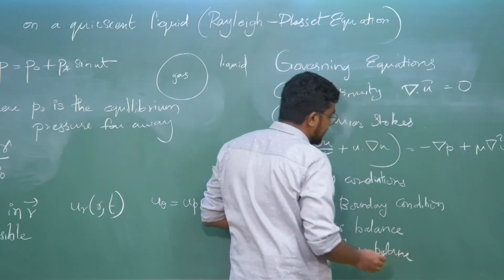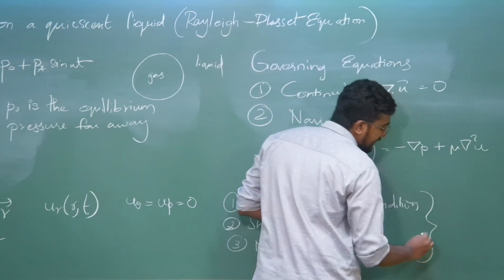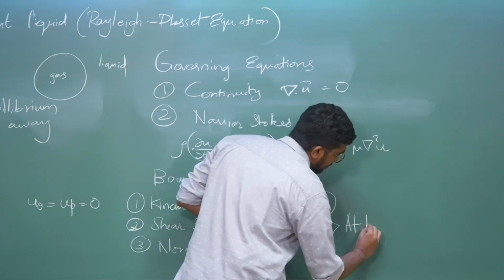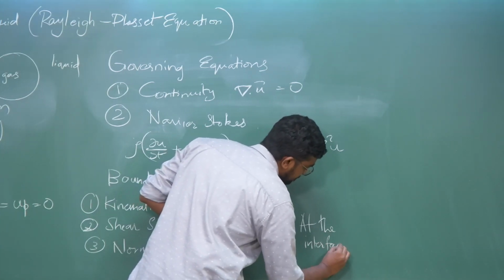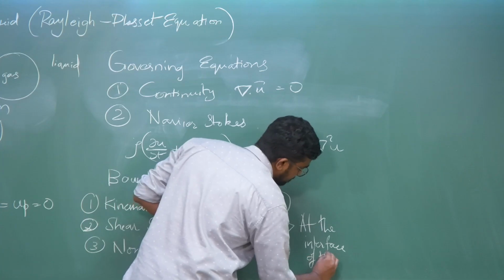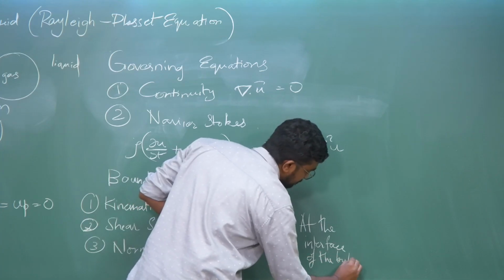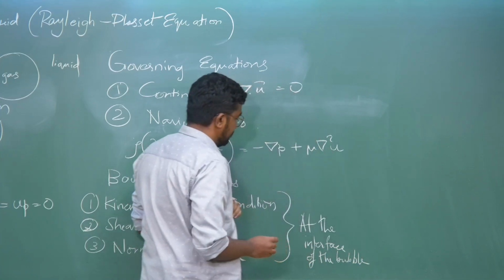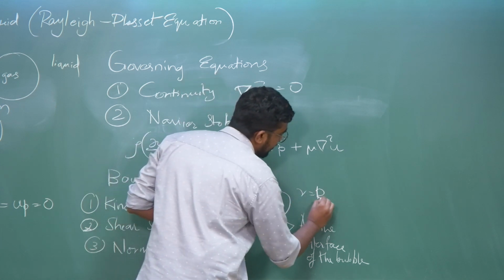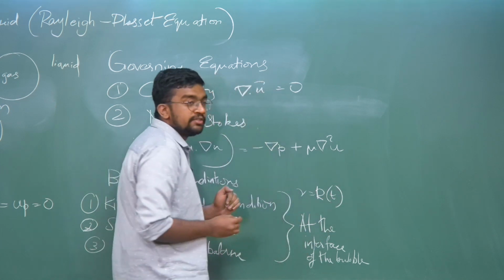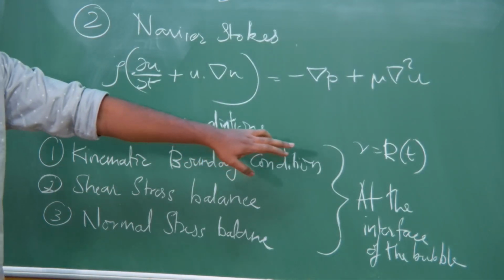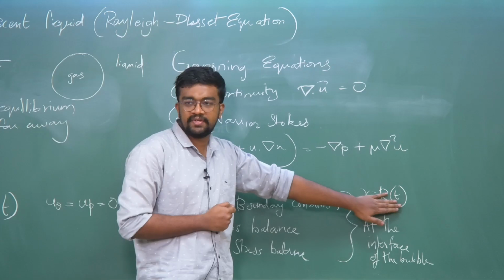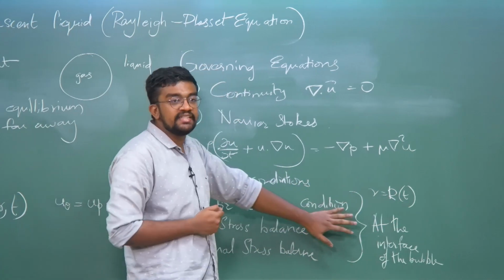So, all these are applicable at the interface of the bubble. That is r equal to capital R as a function of time. So, the radius of the bubble is varying with respect to time, right? That is why I have written r equal to R of time. So, these are boundary conditions at the interface.